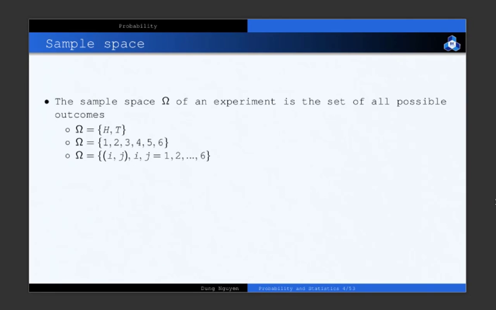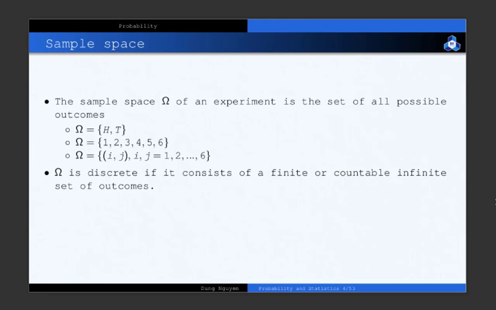In order to proceed further, I want to define the sample space. So the sample space of an experiment is the set of all possible outcomes. For example, when you flip a coin, all the possible outcomes will be head or tail, so you get the set {head, tail}. That would be the sample space. Or you roll a die, the sample space will be {1, 2, 3, 4, 5, 6}. Or when you roll 2 dice, you can get (1,1), (1,2), (1,3), and so on up to (6,6).